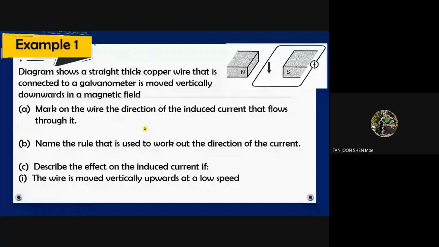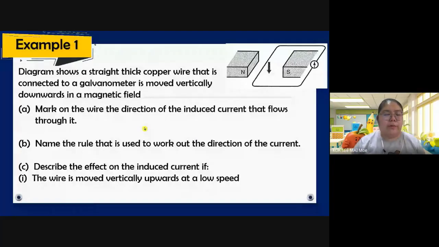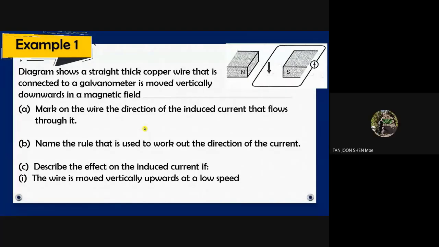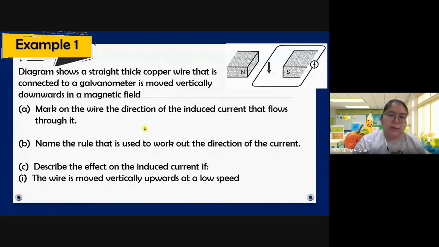The current comes to you or goes far away from you? Right hand. To me. Okay, now we go to show. Yeah, the current comes to you. You point north to south.